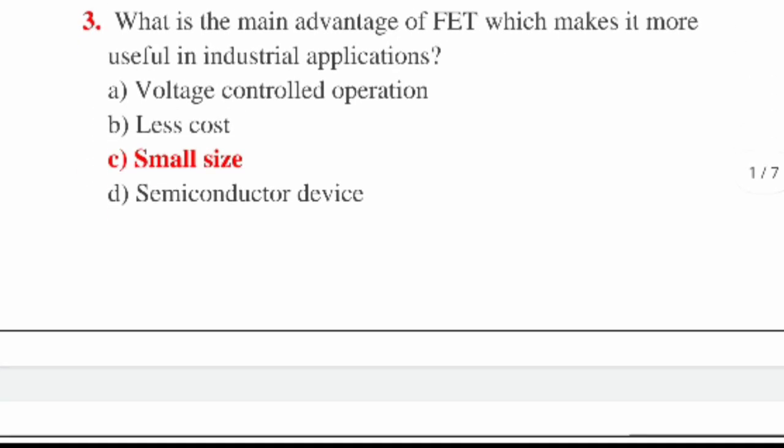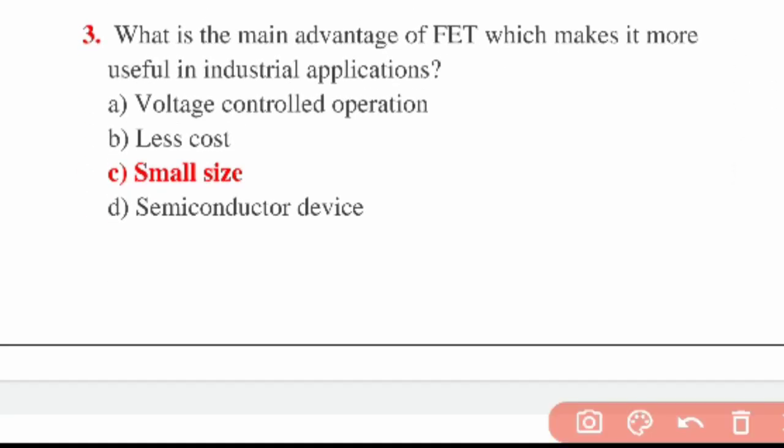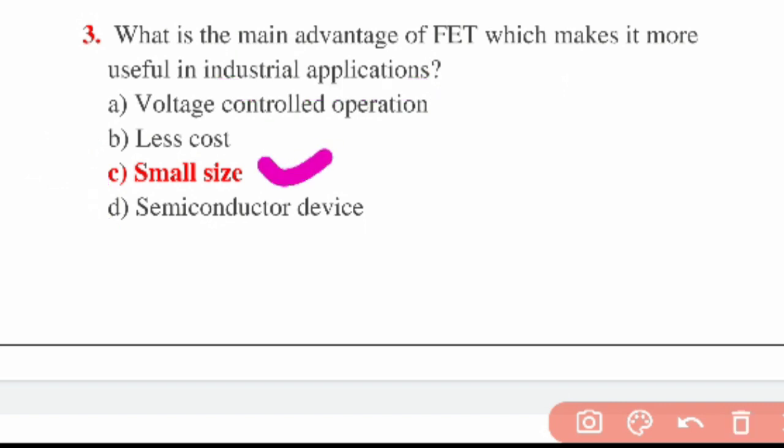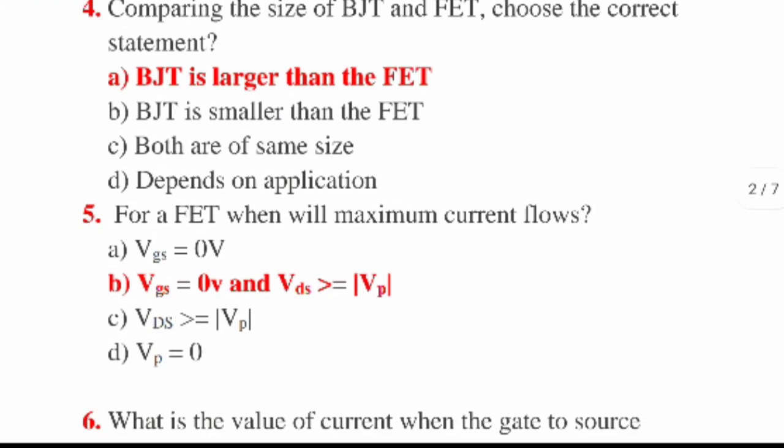Question number 3, what is the main advantage of FET which makes it more useful in industrial applications? Option A voltage control operation. Option B less cost. Option C small size. Option D semiconductor device. Then the answer is small size. Due to small size of FET, it is more useful in industrial application.